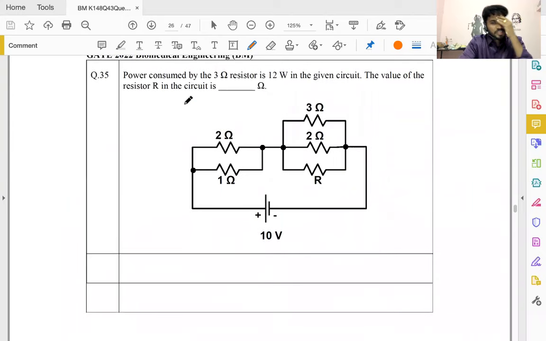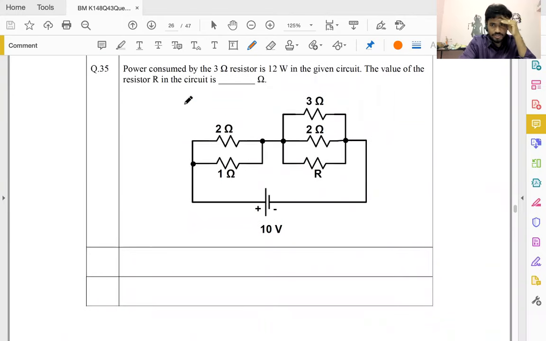Okay, power consumed by a 3 ohm resistor is 12 watts in the given circuit. Value of the resistor R in the circuit is... Actually, straightforward question, slightly lengthy, but you could solve it. Any of you managed to solve this in the exam? There are, again, electrical circuits. You could solve this many ways.